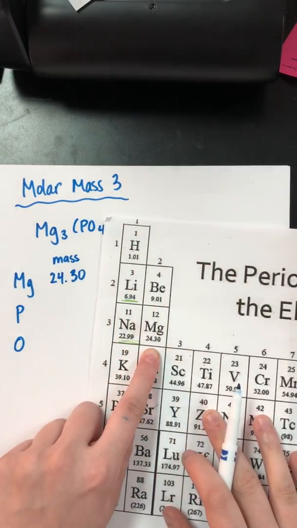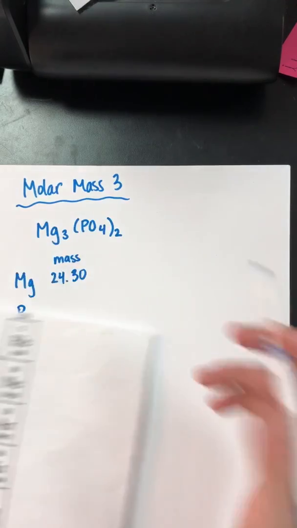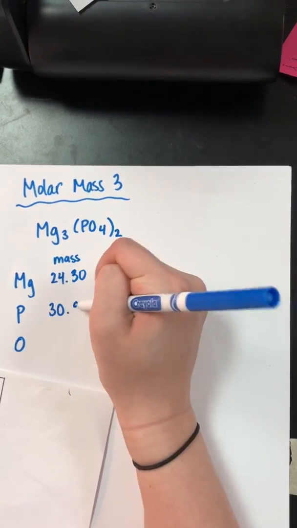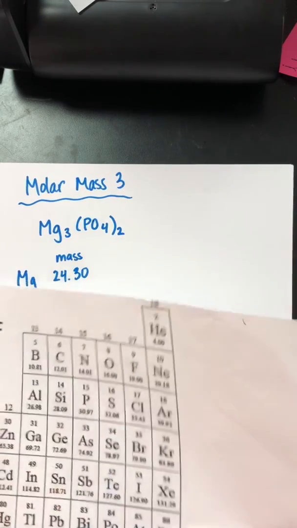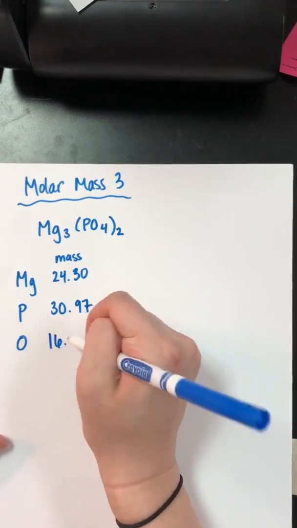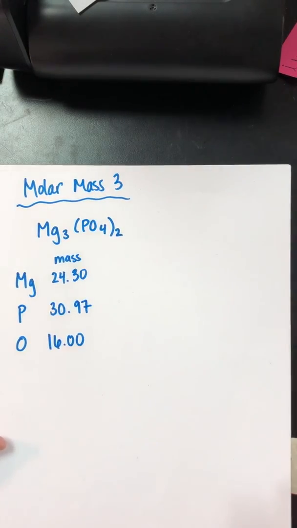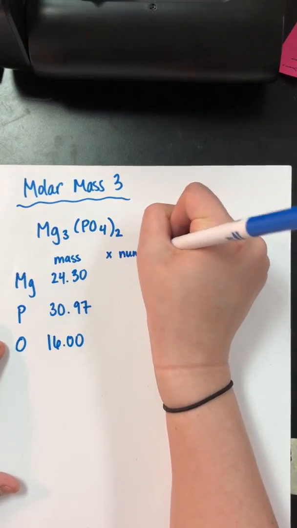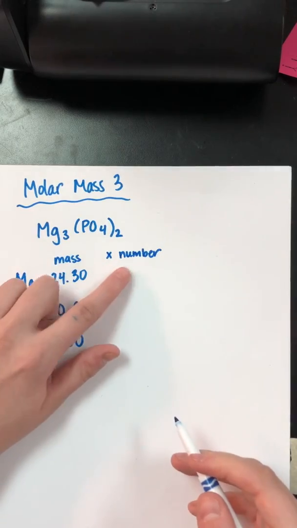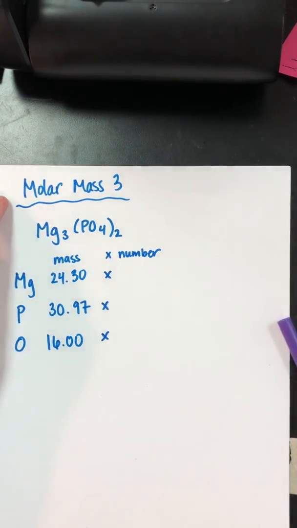24.30 for magnesium, phosphorus 30.97, and oxygen 16.00. Each of these numbers came from the periodic table. Pretty simple so far. The next piece is what's hard for this type of molecule. We need to multiply by the number of atoms of each type. So let's break this down.